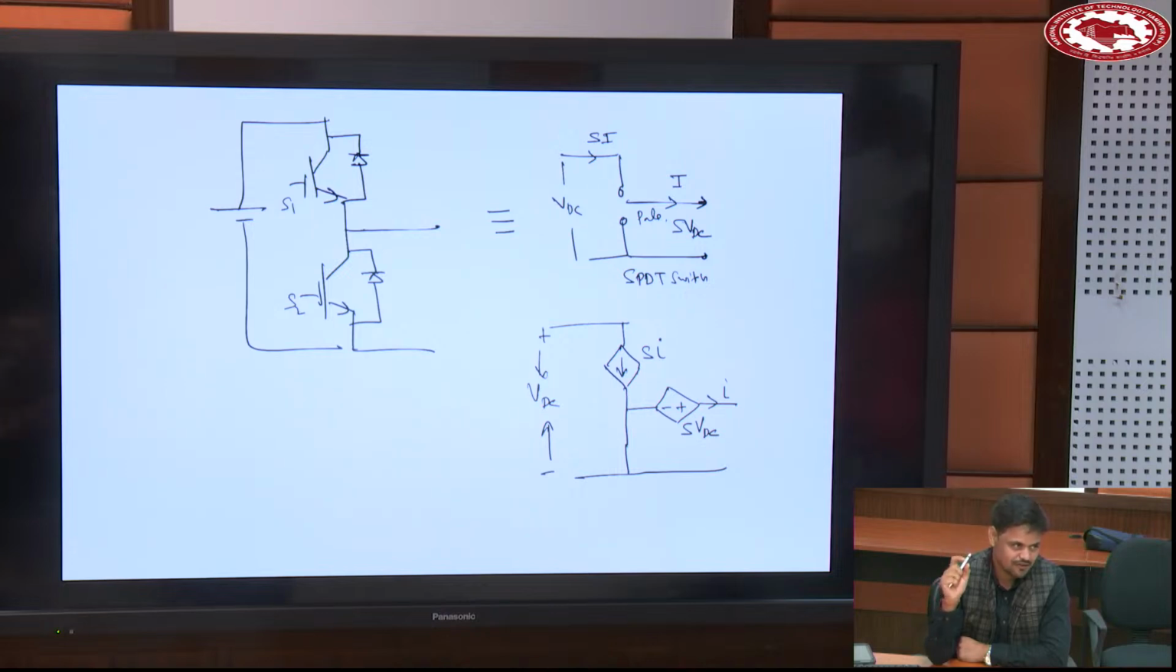Suppose a 3-phase inverter is there, then three cells will be there. And I will use this model only for subsequent simulations. This is an average model; this will act as an average model also. It can act as a switch model also. It depends on which signal you are providing.